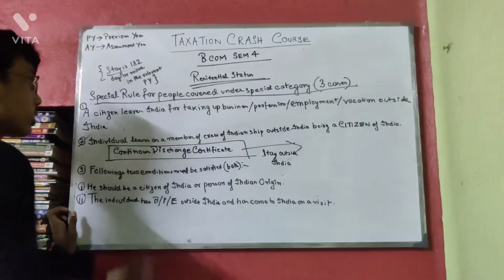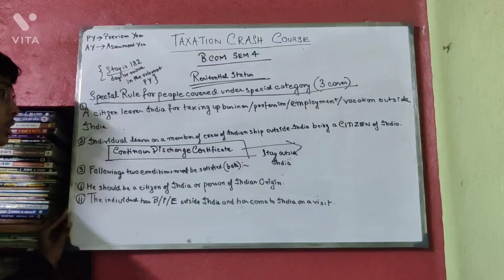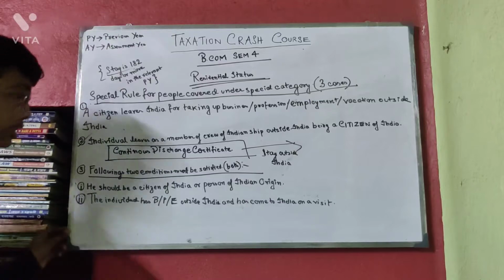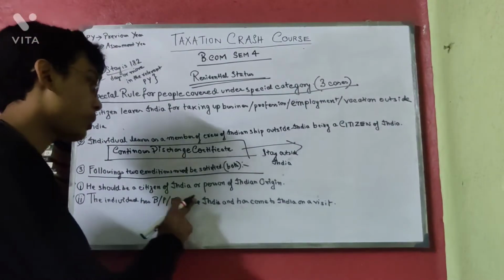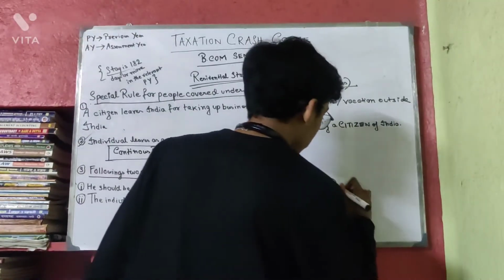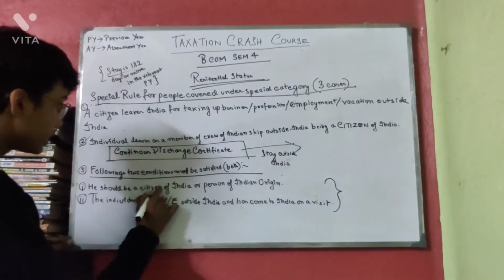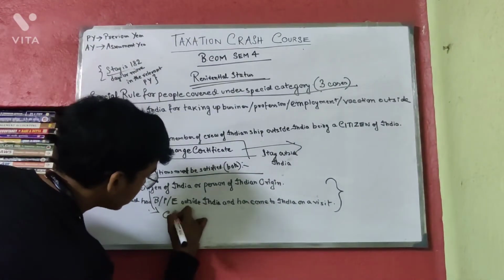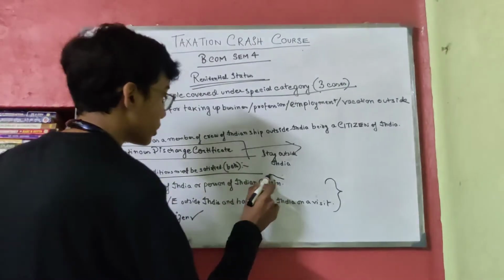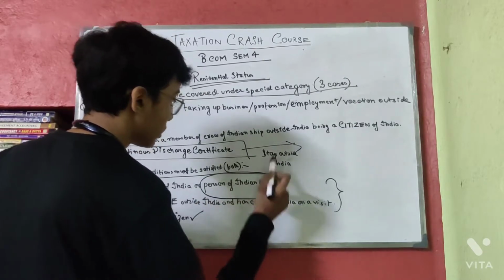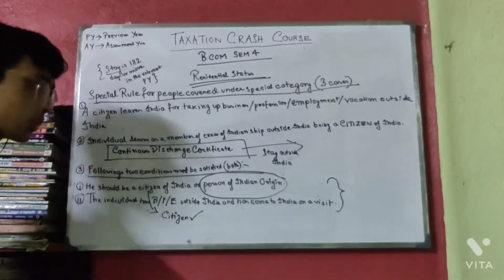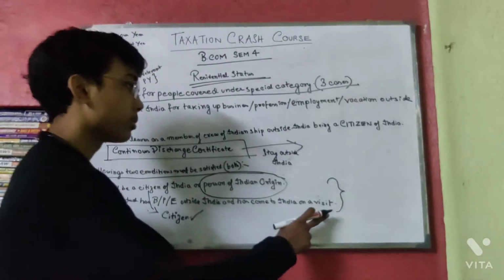So this condition is also done, and the last condition is that both the conditions must be satisfied here. He must be a citizen of India or a person of Indian origin, and the individual should have business, profession, or employment outside India, and he must come to India on a visit. Both the conditions must be satisfied. He should be an Indian citizen. Citizenship must be confirmed, or he must be a person of Indian origin. I will explain what is a person of Indian origin in the next part. The individual has business, profession, or employment outside India, and he has come to India on a visit.